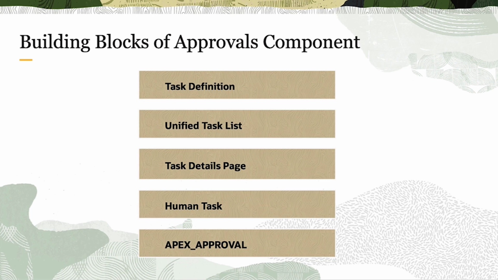By customizing these building blocks, you can create an approval process specific to your application or shared across many applications. Once you create the task definition, unified task list, and task details page, you add the task definition to a page as a Human Task Create page process. When the process activates, the approvals engine creates a task from the task definition.